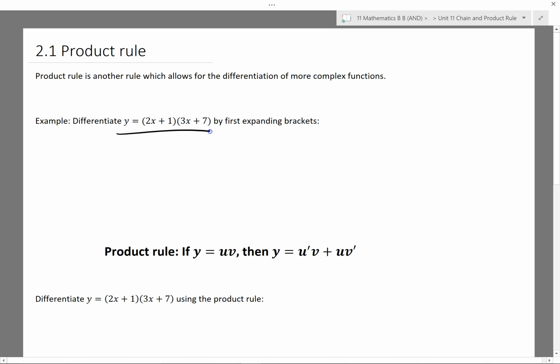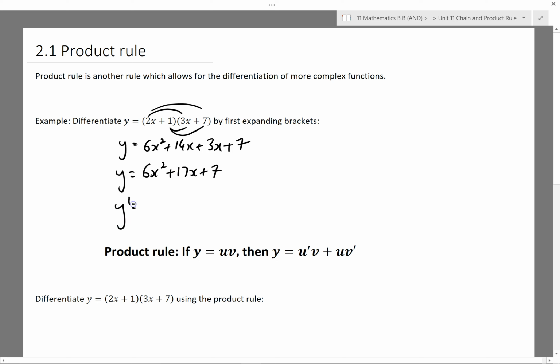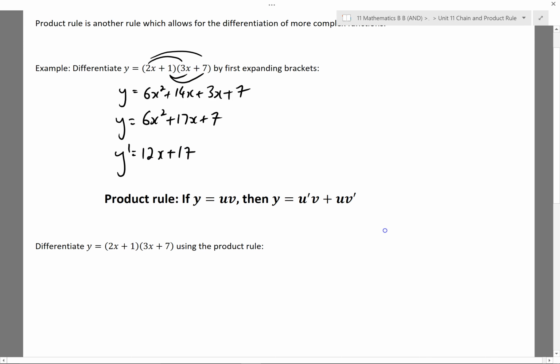If I'm trying to differentiate this function, I can do my bracket expansion. Okay, shouldn't have to tell you how to do these expansions. I can collect my like terms, and then I can just differentiate by rule all of these. Okay, good to go. That's what it looks like without product rule.